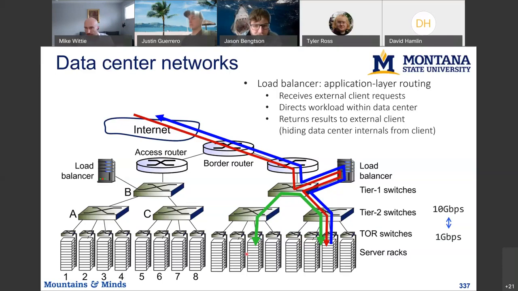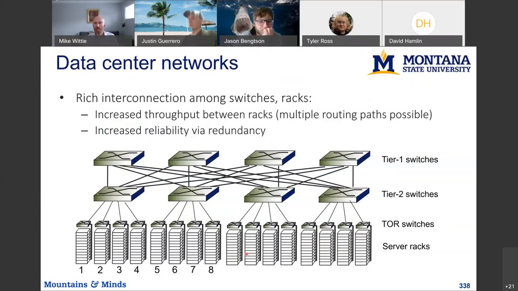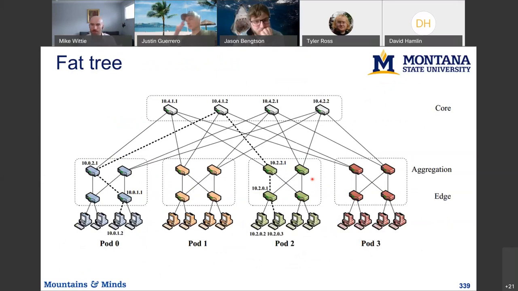Now, to support this, people came up with different interesting topologies. So you can have these rack switches, tier two switches and tier one switches that are all interconnected together, giving more variety of paths. And so it's not just a tree. There is redundancy and extra capacity here in the core. So people came up with different types of topologies that support traffic inside data centers.